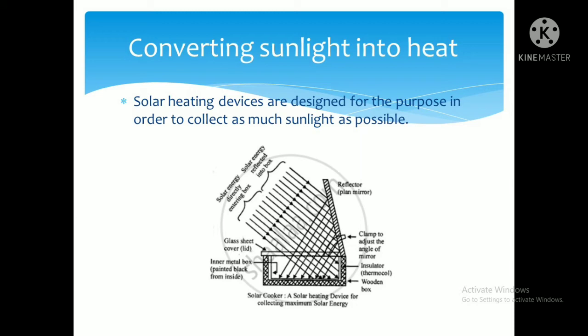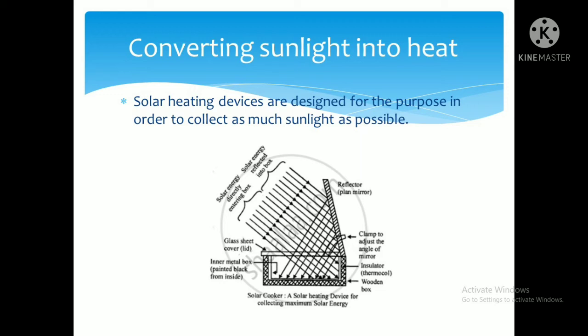Okay, so how is it? You see, solar heating devices. Now what are solar heating devices? These are devices which collect the maximum solar energy, and they are designed for that purpose, so that they collect as much sunlight as possible. So they help in collecting the sunlight. Can you see the sun rays? There is a reflector, a plane mirror. Reflection you have studied, I think. So the reflector, plane mirror is there, from which the light rays will reflect back. If that is an incident ray, then the reflected ray will reflect back.